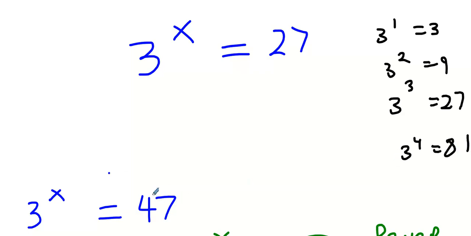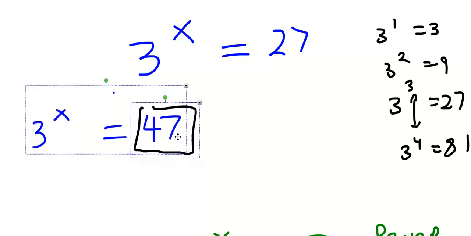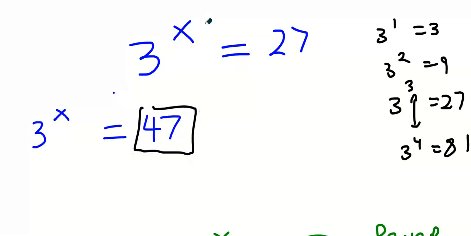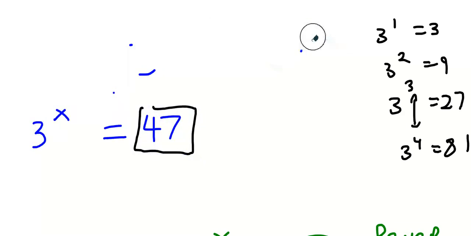Now, see this one down here. 3 to the power of x equals 47. That answer must be somewhere between 3 and 4. How do I know that? Yeah, it's in between 27 and 81. So we know that this answer has to be somewhere in between 3 and 4. But the problem is we can't really think of what answer it is because it's not on the list, is it? No. So here's what we have to do.